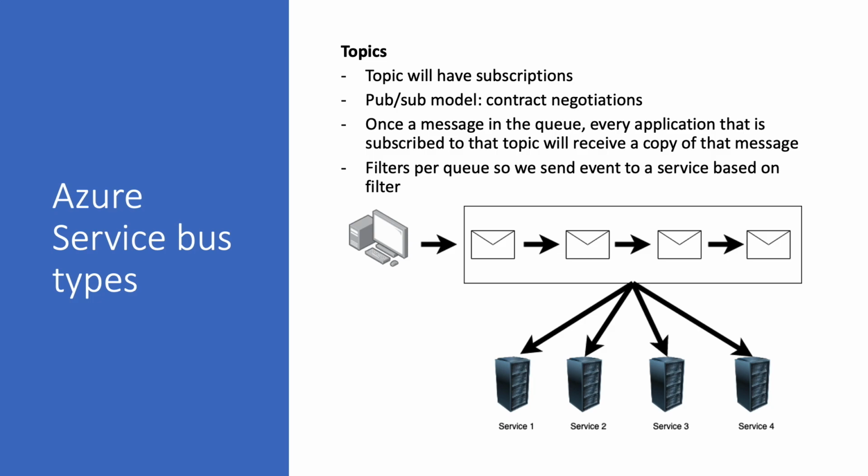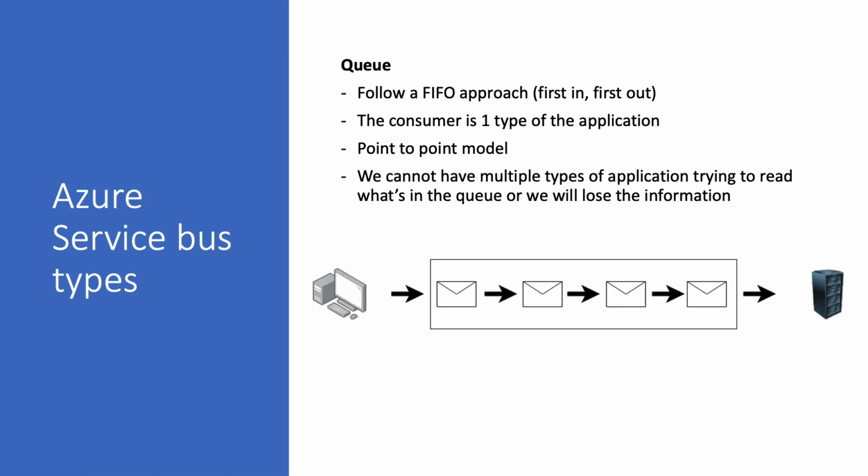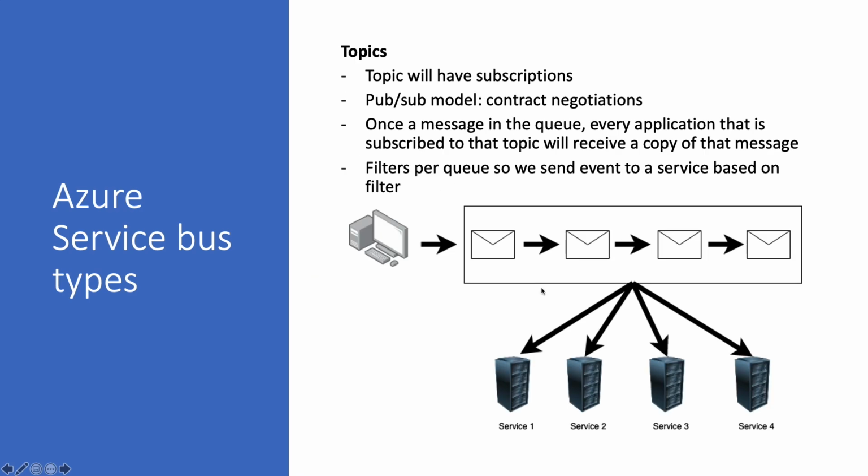Second, what is a topic? A topic will have subscriptions. We said before, let's just go back to it, that there's only going to be one service which is able to read from the queue. Topic is different. With a topic, we have 3, 4, 5 or 6 services. No matter what, they will be able to read from this topic, and they will be able to subscribe to it. So they're going to have a publish-subscribe model.